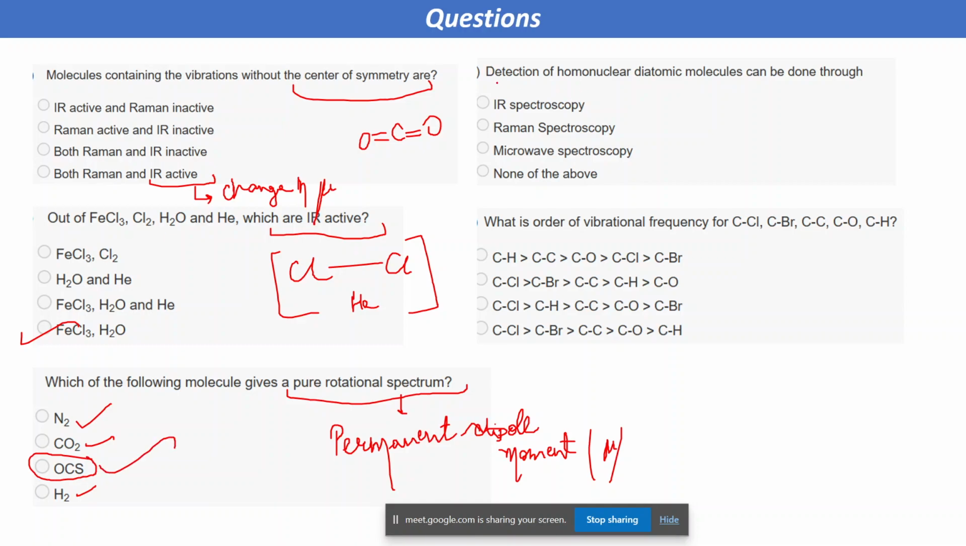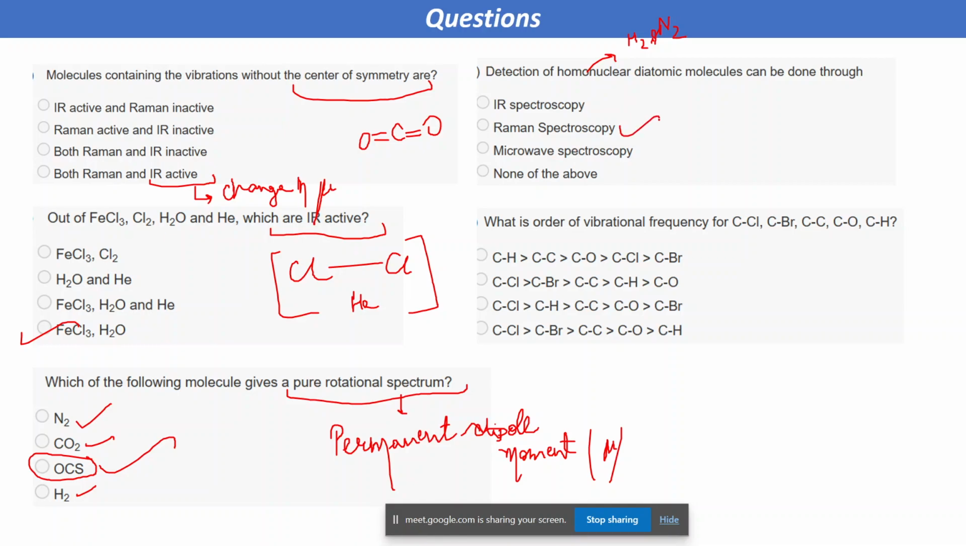Now, the detection of homonuclear diatomic molecules. What do we mean by homonuclear? Same nucleus, like H2, N2, O2. It contains two atoms, so they are diatomic, a molecule formed by two similar atoms. So detection can be possible through IR, Raman, microwave, or none of the above. Raman. Correct. It will be Raman spectroscopy.